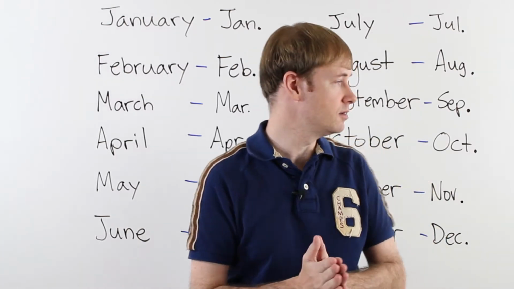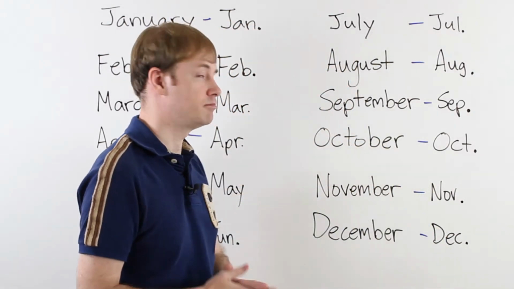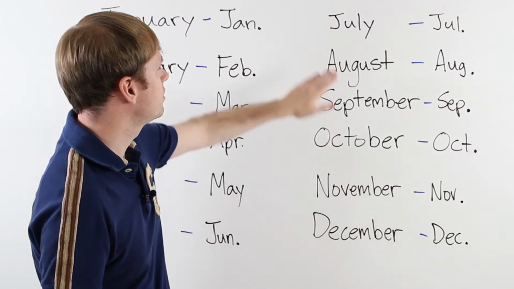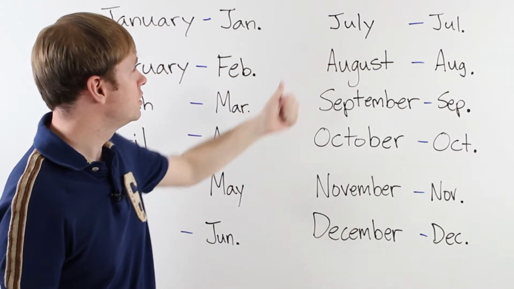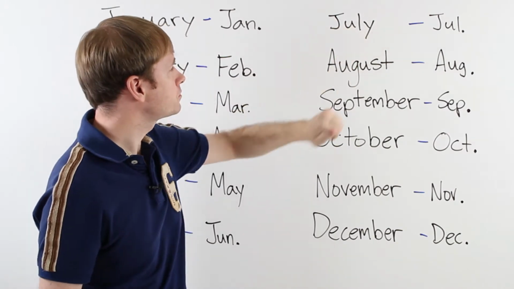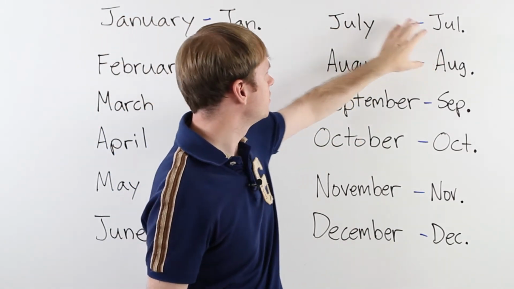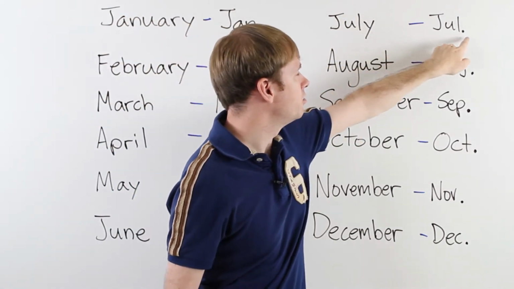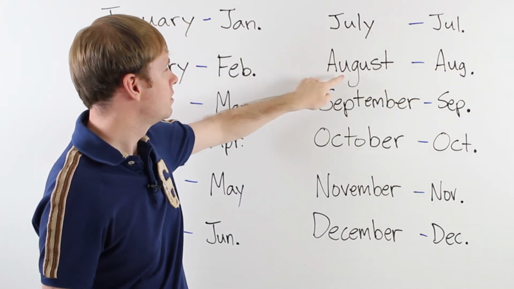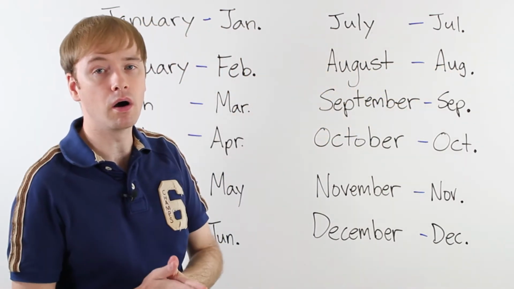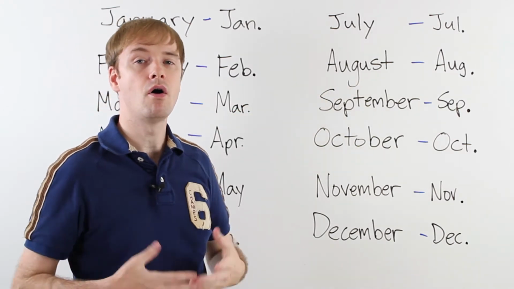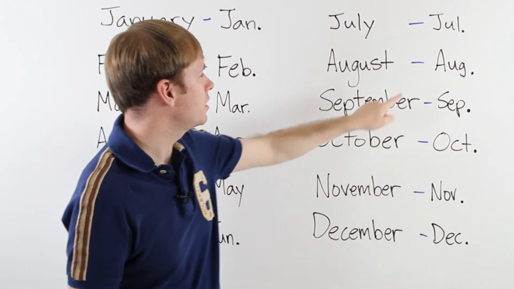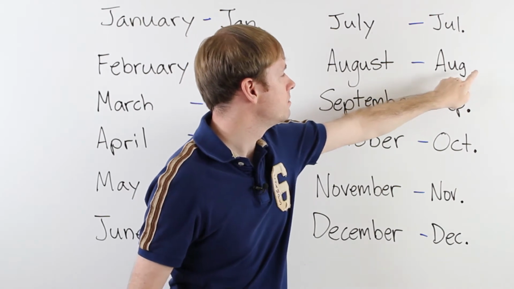Let's take a look at the last 6 months, starting with July. Don't be confused with June. July. Again, capital letters here, J-U-L period. The next one, August. This is aw, A-U is aw, August. And the short form, A-U-G period.